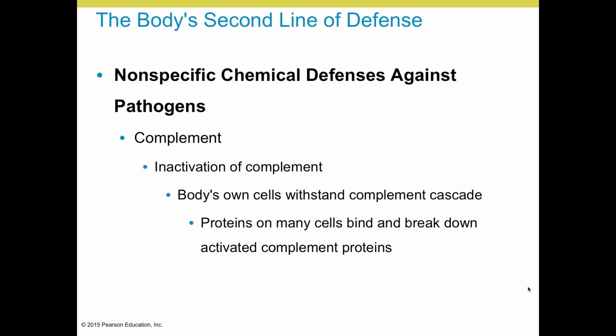So when do we stop it? Well, once it is complemented, it means that your body already has the first and second line of defense present. Therefore, there are other proteins that bind and break down activated complement proteins once the actual infectious disease is killed off.